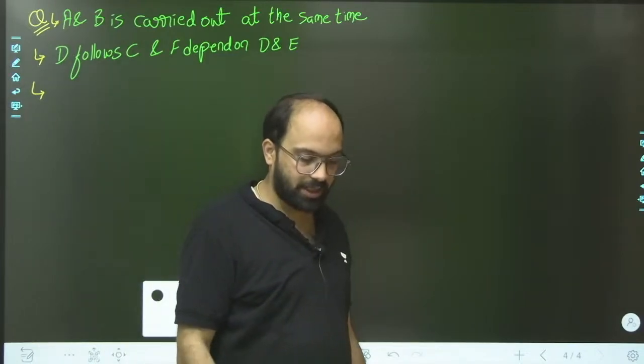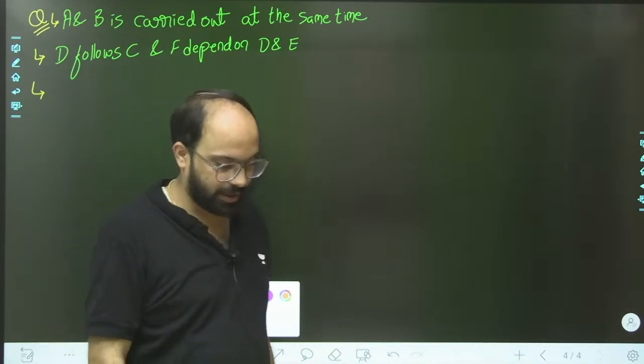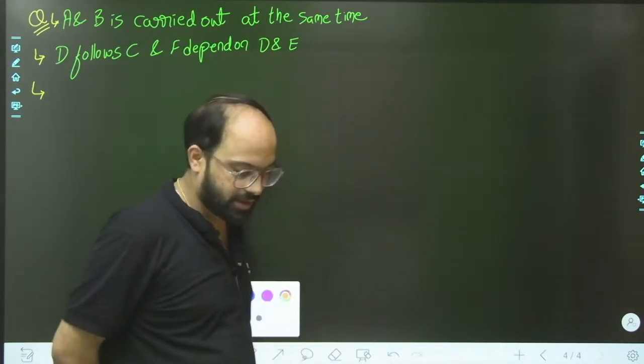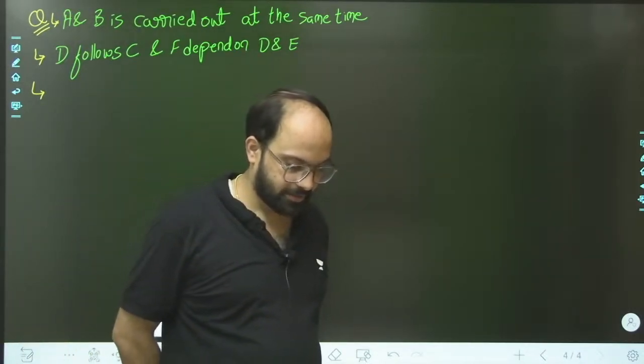Next statement is: neither I nor K can be started before B is completed. So I and K are going to depend on B, and can be performed concurrently.